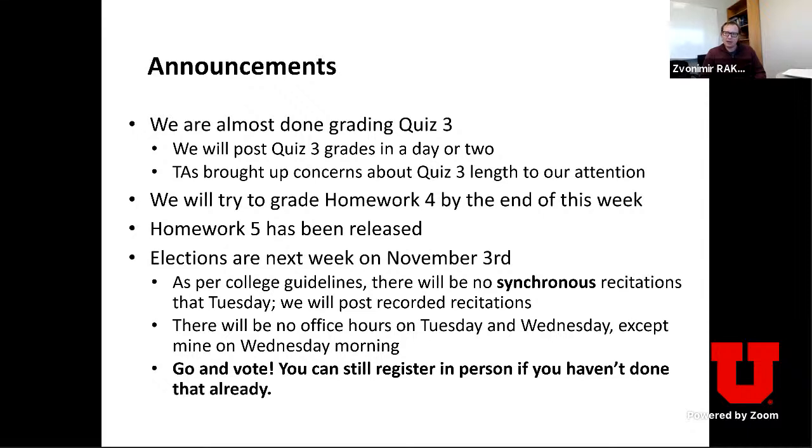Then another thing I want to mention is that we'll try to grade homework 4 by the end of this week. The deadline was on Friday. Because both of them were kind of due around the same time, it's hard to grade everything quickly, but we'll try to do it by the end of this week. And we released homework 5, which is on counting. So take a look at it, start working on it, don't delay it.